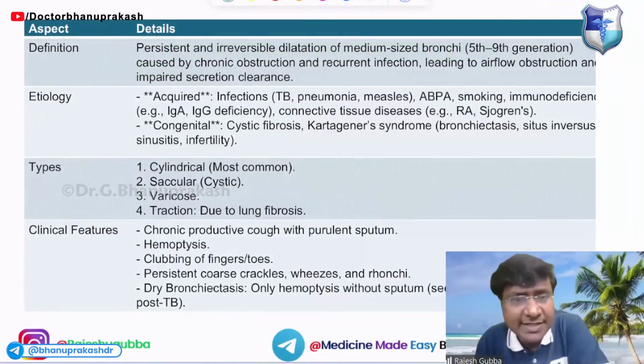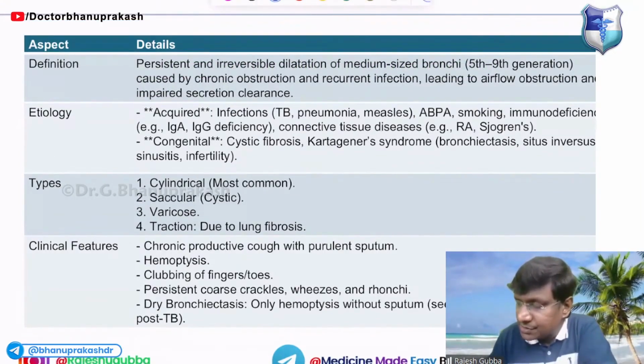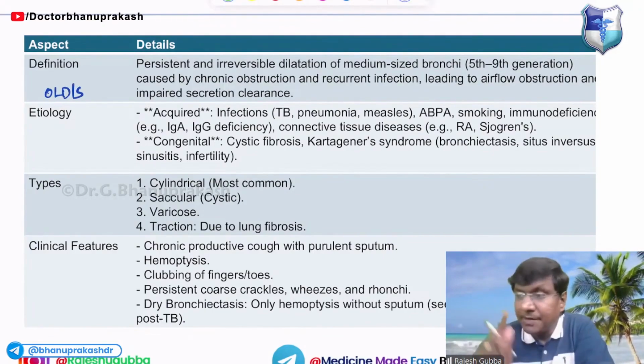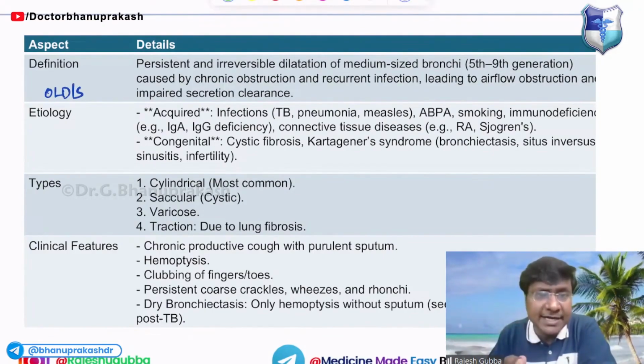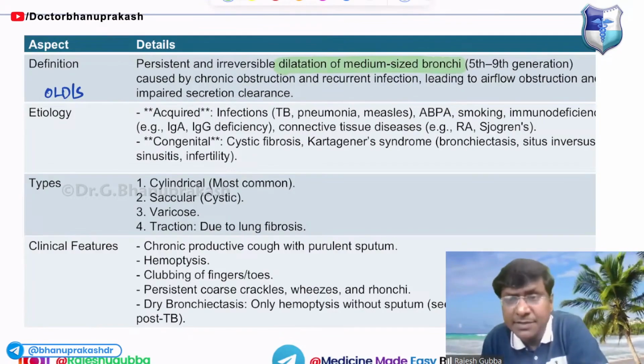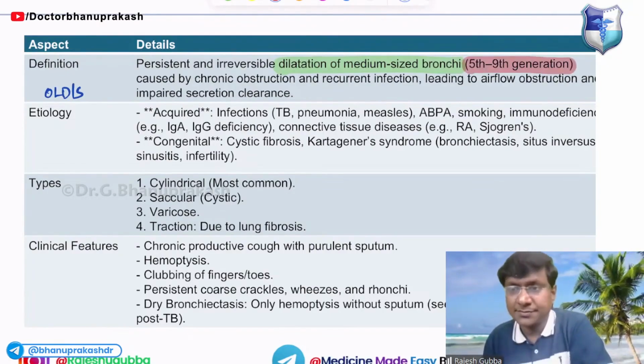You take the discussion related to bronchiectasis. What exactly is bronchiectasis? Bronchiectasis is an obstructive lung disease. And what will be the problem in patients with bronchiectasis? There will be permanent and irreversible dilatation of the airway, right? Permanent and irreversible dilatation of the medium-sized airway. And what is that medium-sized airway? That is 5th to 9th generation.